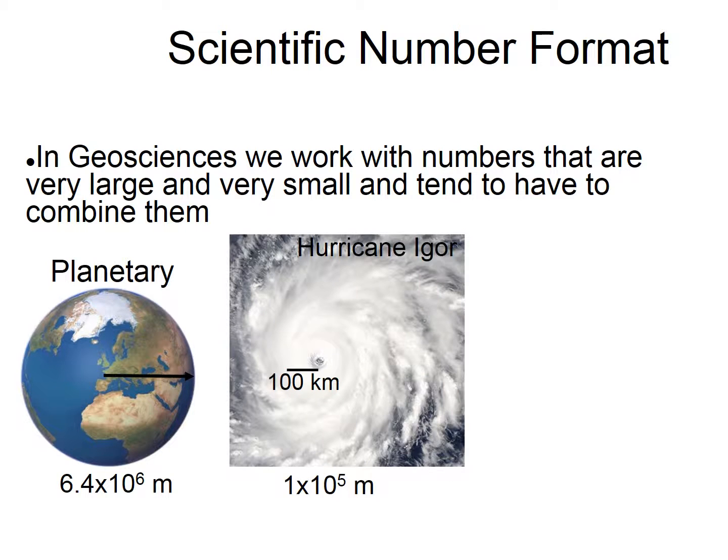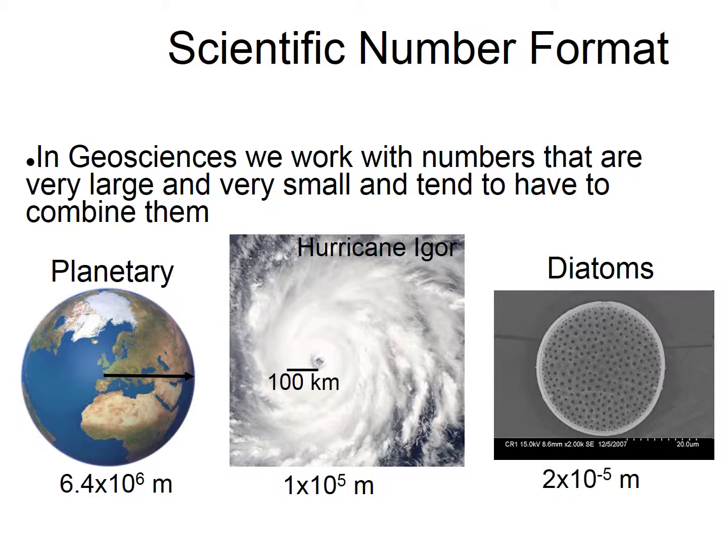These are some more examples of this kind of stuff. The planet is very, very big. Things that happen on the planet, so weather systems, are maybe an order of magnitude smaller. An order of magnitude just means 10 times smaller. But other things we're interested in are things like diatoms. Diatoms are a kind of plankton that live in the ocean, and these are 2 times 10 to the minus 5 meters.